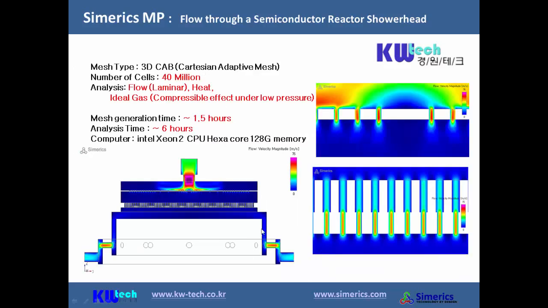And this shows you the results. Probably the most impressive fact here, if you are familiar with trying to model these systems, is that this was meshed in less than 2 hours. So using the automated mesher, it was 1.5 hours to mesh it, and then the analysis time was 6 hours. 40 million cells, including laminar flow and the heat transfer, looking at an ideal gas. And this is done on a relatively standard machine.